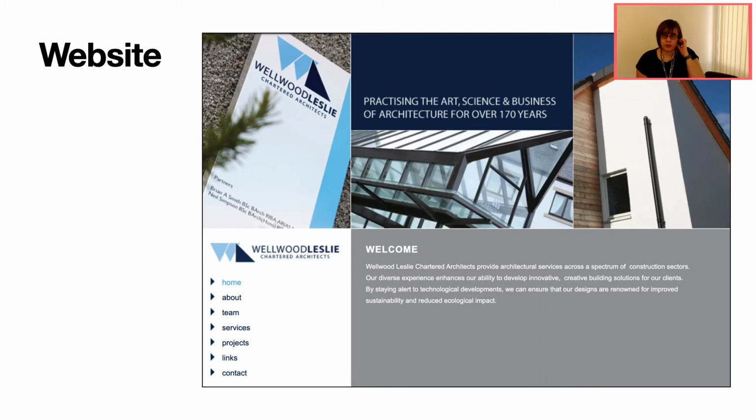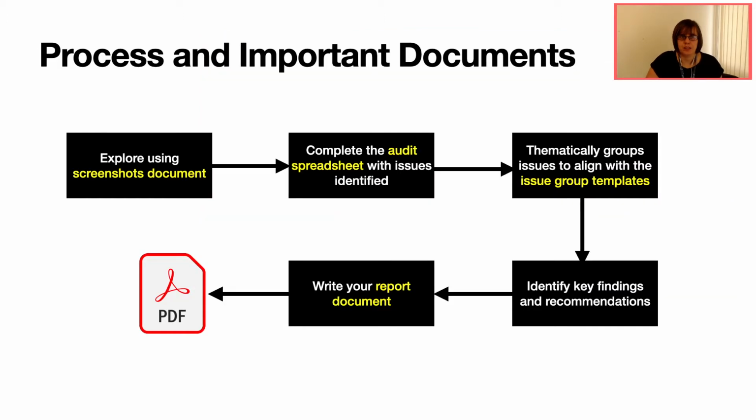So the website that you will be working on is this website. It's actually an older website. We'll access it through the Wayback Machine. And it's a website by Wellwood Leslie, Chartered Architects. And we won't actually look at all of those pages, but we'll look at a subset of them to identify some accessibility challenges that they have within this version of their website. They have a new version now, but this one has some nice issues for you to uncover, so I've kept this one. So what's the process we're going to be going through?